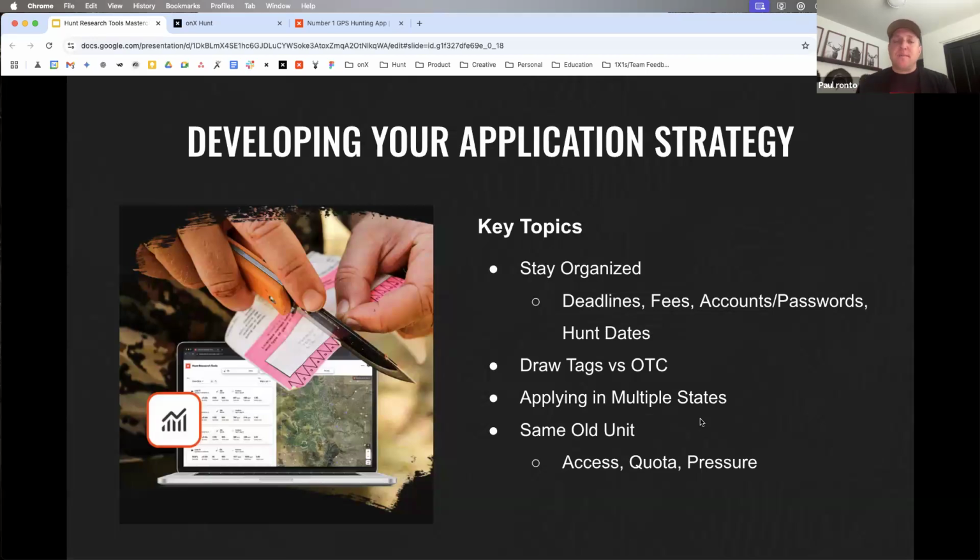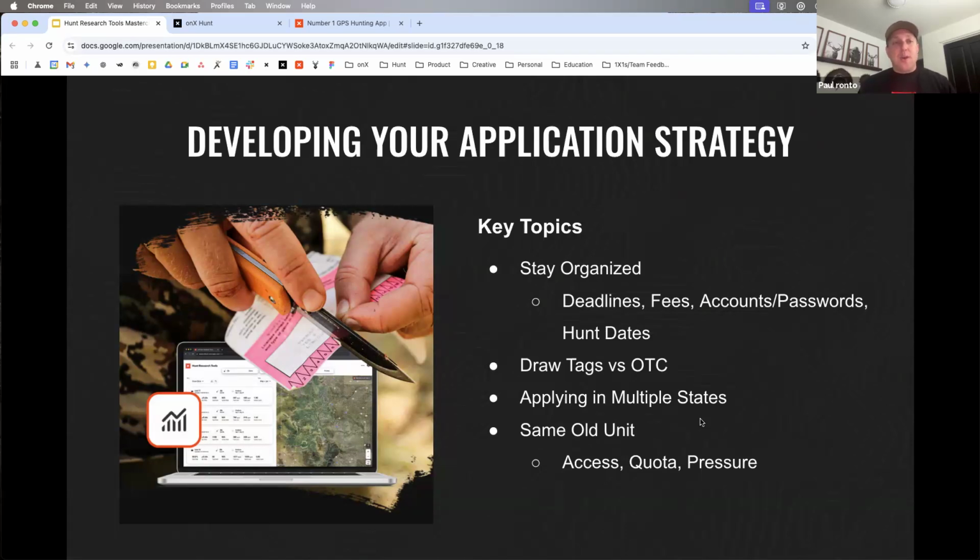So first off, why is it important to develop your application strategy? We've got a bunch of tools, but the most important thing is to stay organized. There's a whole bunch of different deadlines. There's a whole bunch of different fees. There's accounts and passwords for every state. There's hunt dates that differ. And so it's really important to understand all of this stuff, so when you apply, you don't have overlapping hunts. You don't have hunts where you've paid for two hunts and you can't be in two states at once, obviously. And so it's really important to stay organized and have a plan.